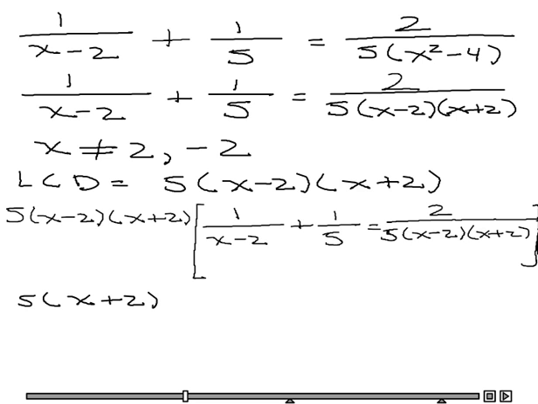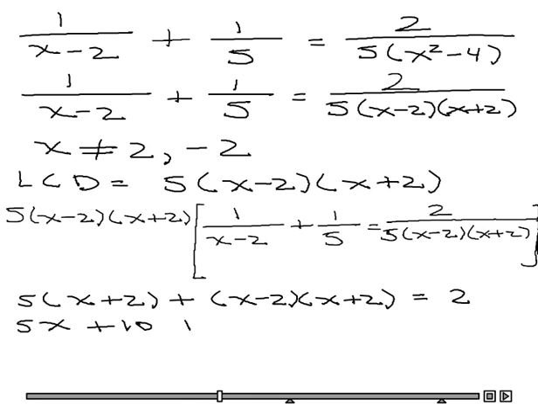And for the next fraction, the 1/5, the 5's will be the only factors that will cancel. And we'll be left then with x minus 2 times the quantity x plus 2. And on the right-hand side, all the factors will cancel, and we'll be left simply with the 2. So now we'll multiply through. Using the distributive property here, we'll have 5x plus 10 then. And multiplying the x minus 2 times x plus 2 will produce x squared minus 4, then is equal to positive 2.